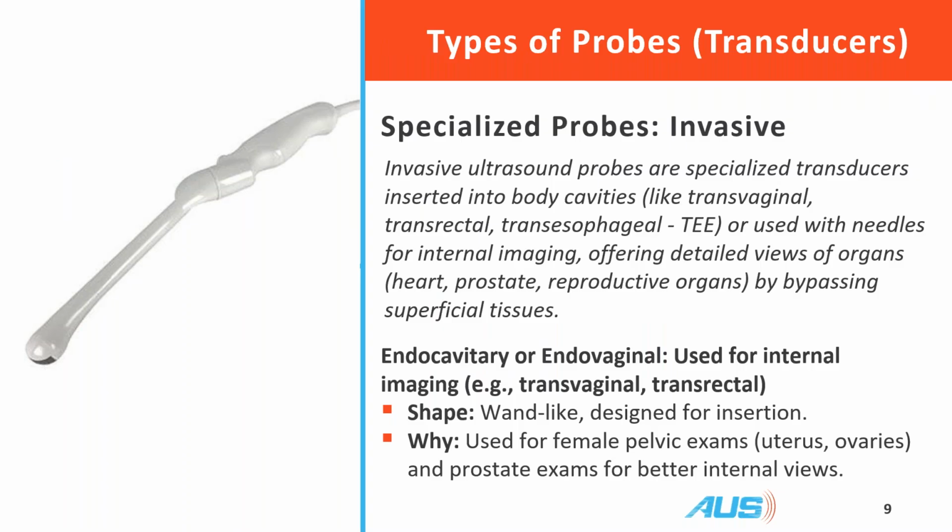So again, I've mentioned we have the endocavity or endovaginal. The shape is wand-like, designed for insertion, and examples are female pelvic exams or prostate exams for better internal views. So those are some examples of specialized probes.